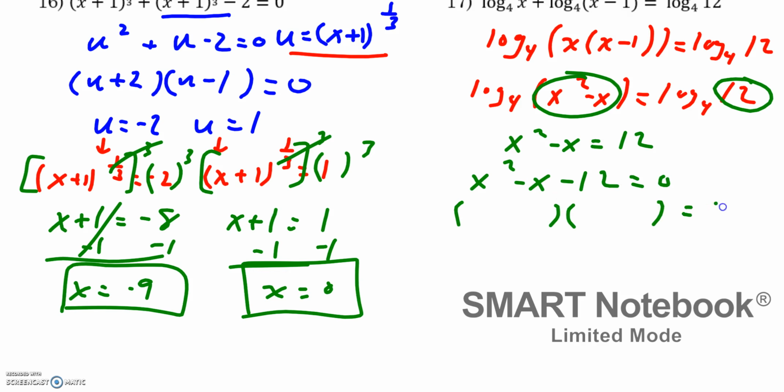2 numbers that multiply to be negative 12 and add to be negative 1. 4 and 3, negative positive. So x would be 4 and x would be negative 3.